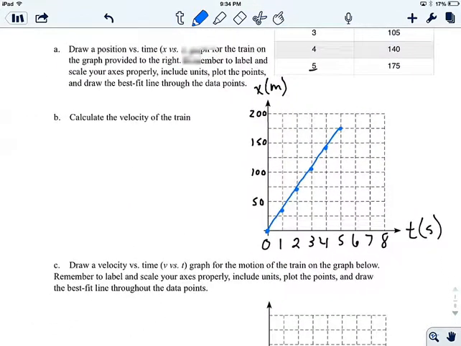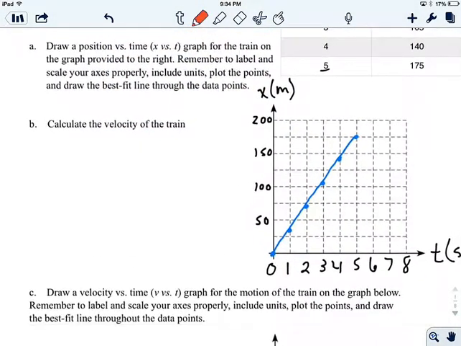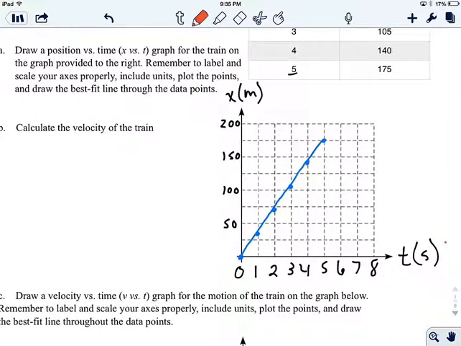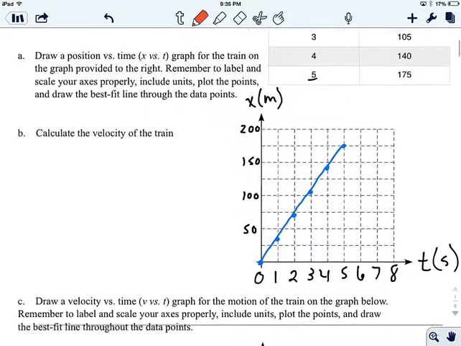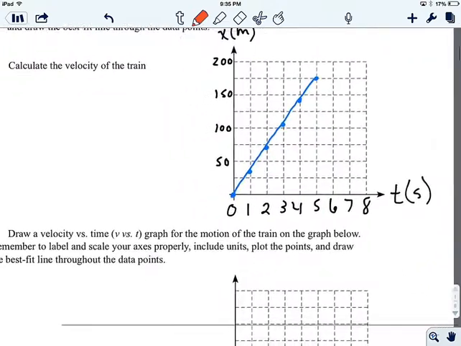All right, so here's what I like to do, a little double check for myself. Let's look and see what they asked for. They said label and scale your axes. Okay, I think I've labeled my axes because I've got time in seconds and position in meters, and I've got a nice scale. So I'm just going to mark that off. So I labeled and scaled my axes. It said include units. Yeah, so I see down here.